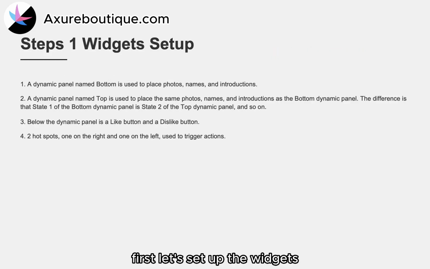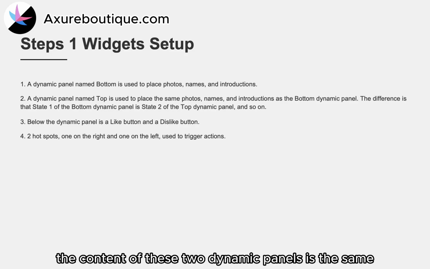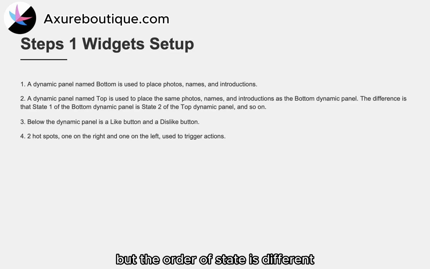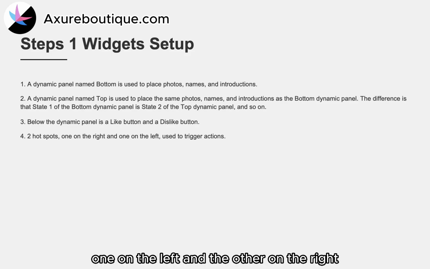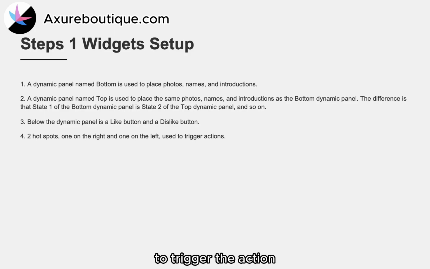First, let's set up the widgets. We need two dynamic panels, one at the bottom and one at the top. The content of these two dynamic panels is the same, but the order of state is different. We also need two hotspots, one on the left and the other on the right outside the screen, to trigger the action. We also need two action buttons.